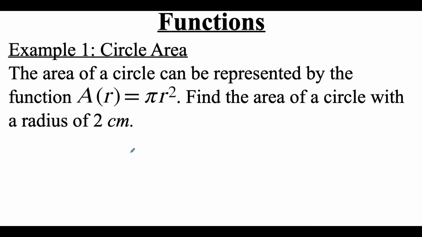So what we're going to be looking at is A of 2. That means that we're looking for the area when the radius is 2. So on the right-hand side, I'm going to plug in 2 for that r value. Now, when we take 2 and square it, we get 4, so we end up with 4 times pi. Now, we could type that into our calculator to get a decimal approximation, but it is okay to leave it in this pi form as well.